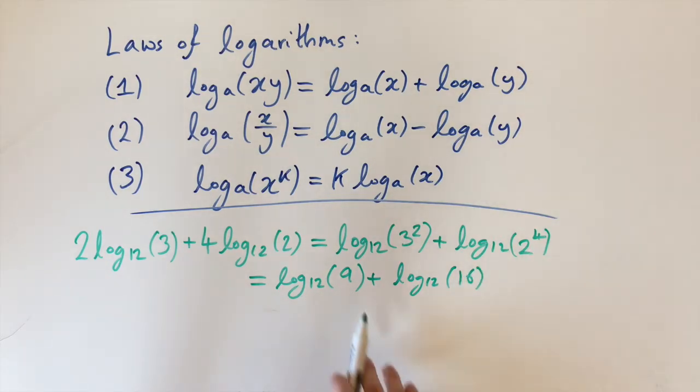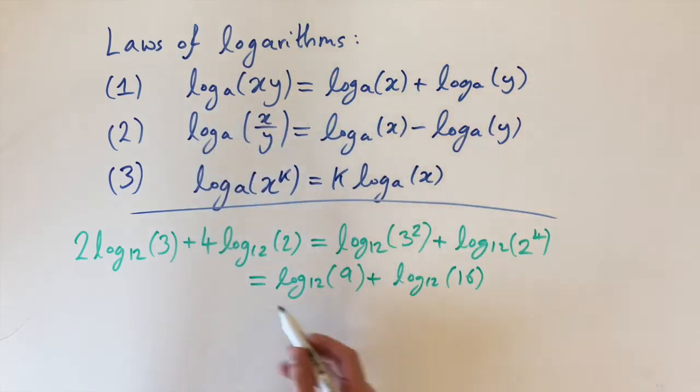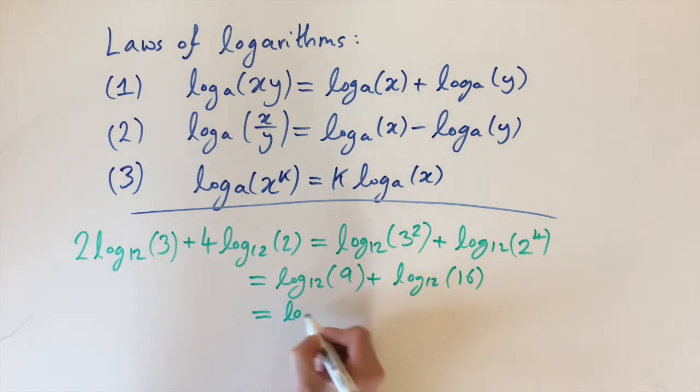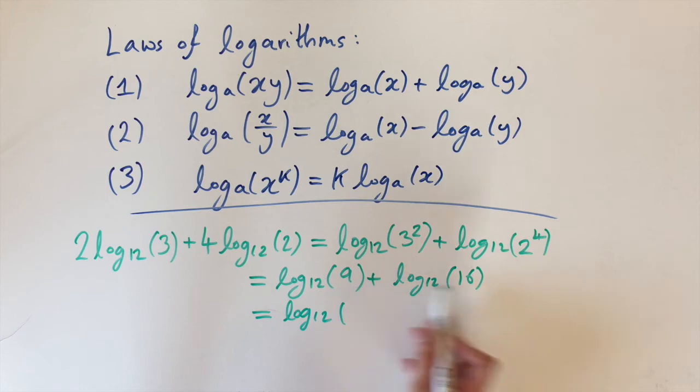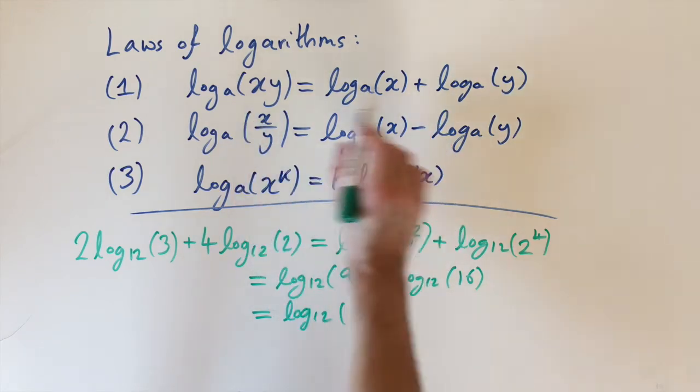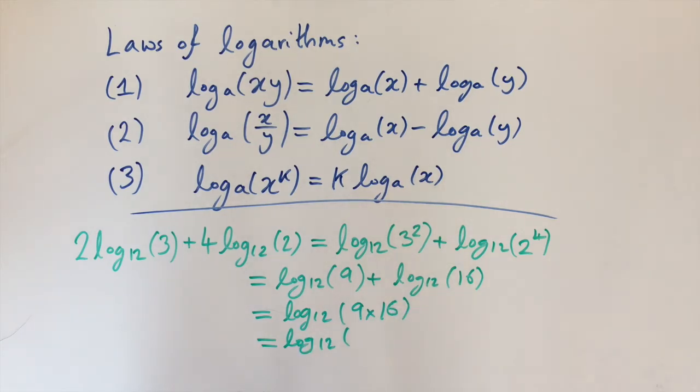And now as a last step, we can actually apply the multiplication law because we've got the sum of two logarithms and we want to get into one logarithm. So the way we do this, notice that we have the same base, so we can just apply it straight away. We've got 9 and we've got 16, and the way we combine it into one logarithm is we multiply these numbers. So just as in the first law, 9 times 16. And 9 times 16, you can use a calculator if you want, this is 144. So we've expressed it as one logarithm.